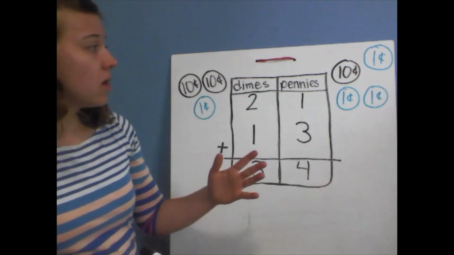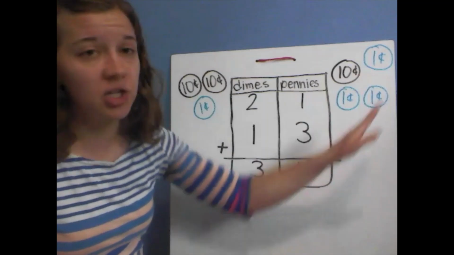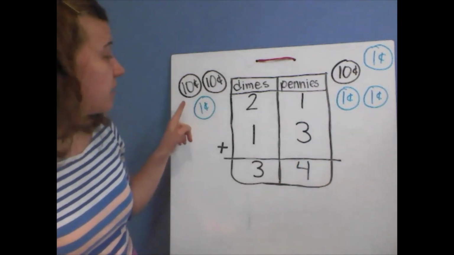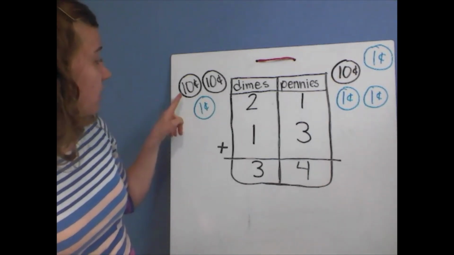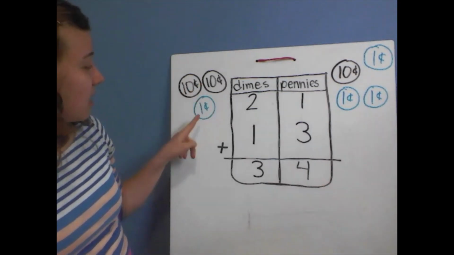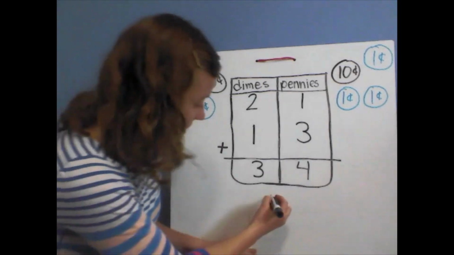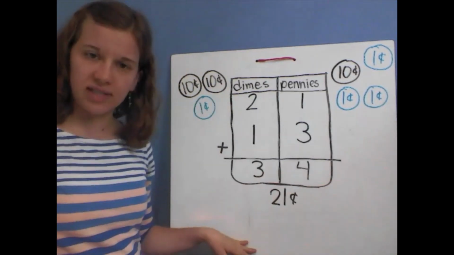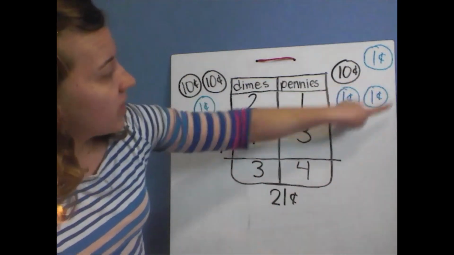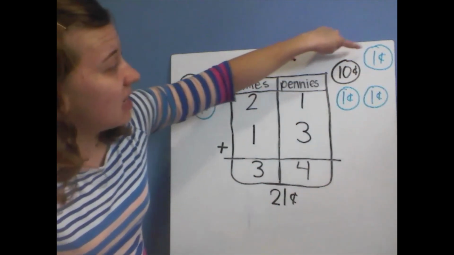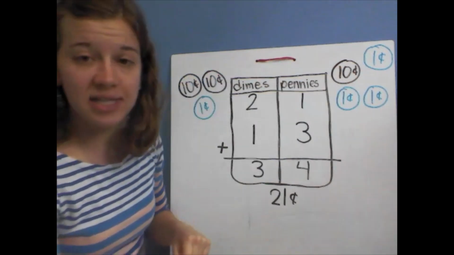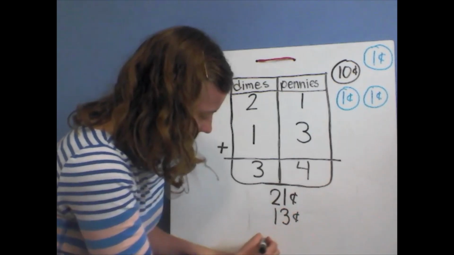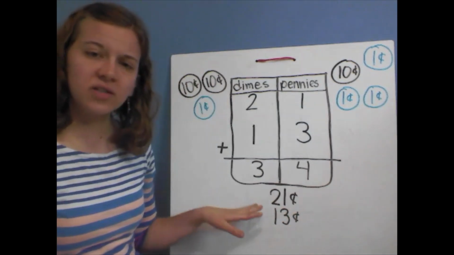Okay, so we're going to count how much we have in each of these groups and add that together. All right, so starting with our 2 dimes and our 1 penny. We have 10, 20, 21, right? So down here, we'll put 21 cents. 21 cents, good. And then over here, let's see what amount we have here. We have 10, 11, 12, 13. So then we have 13 cents.